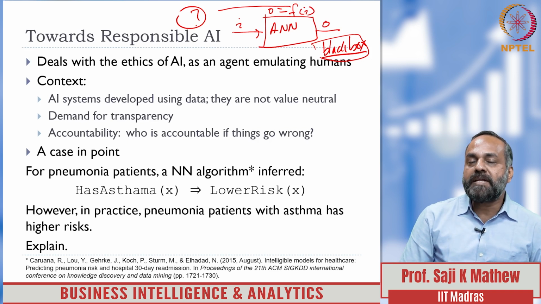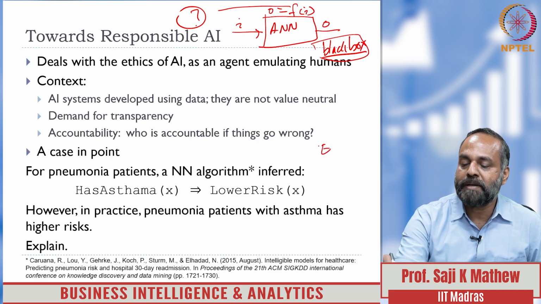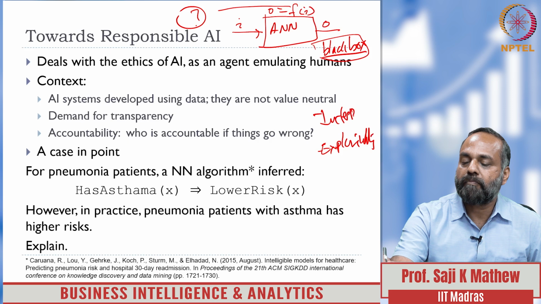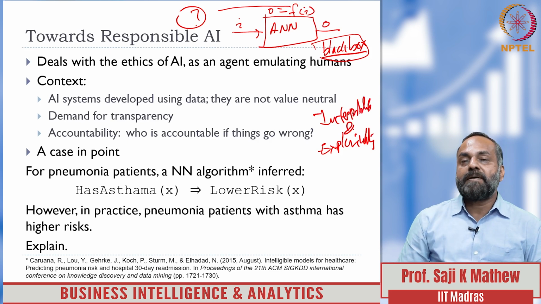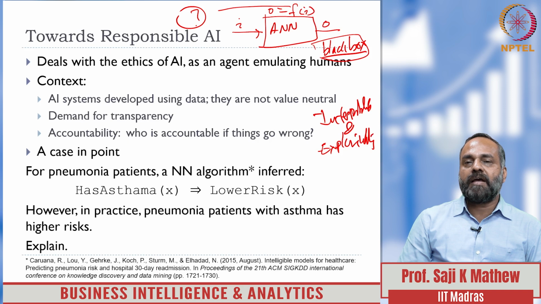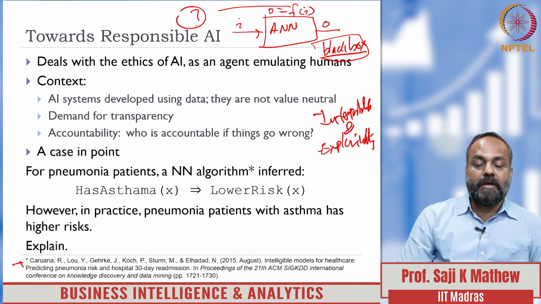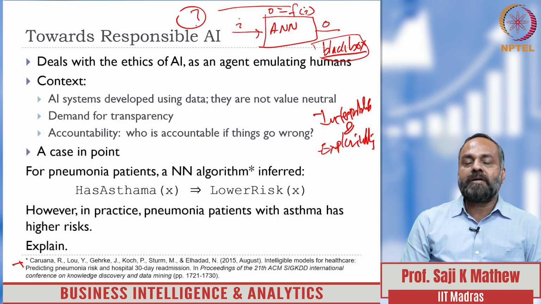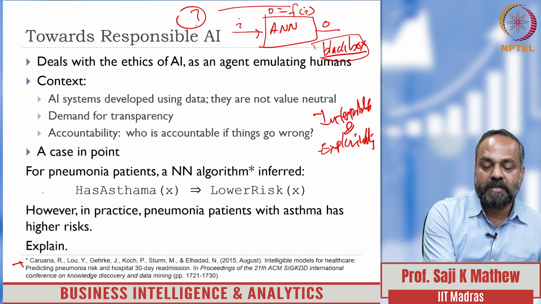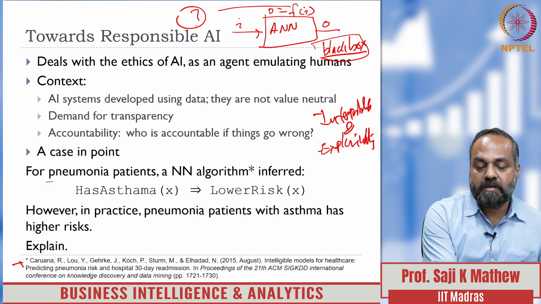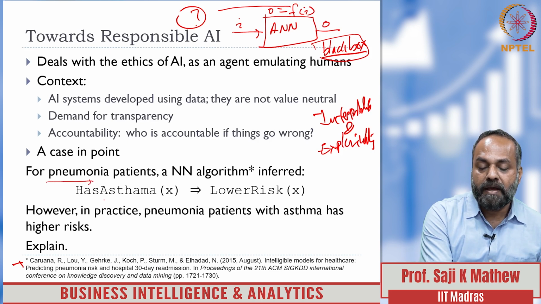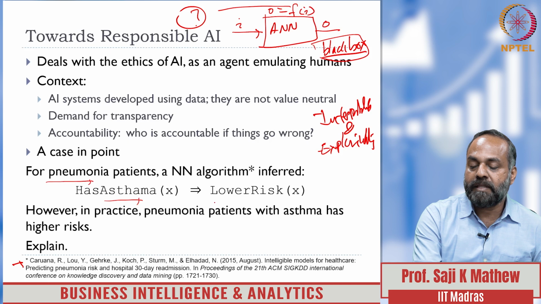That is an important problem that is known as explainability, interpretability and explainability, and it is a major challenge in the case of AI algorithms, which needs to be addressed. Here is another case in point drawn from a research paper which is mentioned here. A particular AI system predicted that if a patient is diagnosed with pneumonia and has a prior background of asthma, then the patient has lower risk.